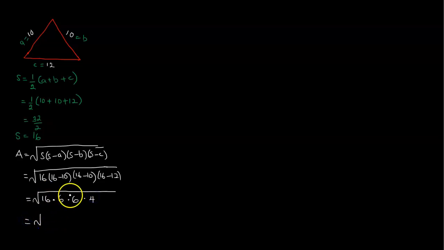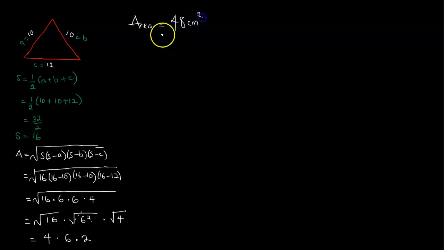Now I can rely on one of the rules of surds by splitting the square roots. This is going to be root 16 times, this is 6 times 6, that's 6 squared, times root of 4. I know that root 16 is 4. Root 6 squared, the square is just going to cancel the square root. This is 6. And the square root of 4 is 2. Therefore, the area of the triangle is 4 times 6 times 2. 4 times 6 is 24. Times 2 is 48. So this is 48 centimeters squared.